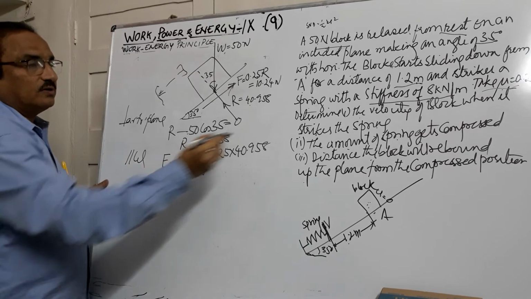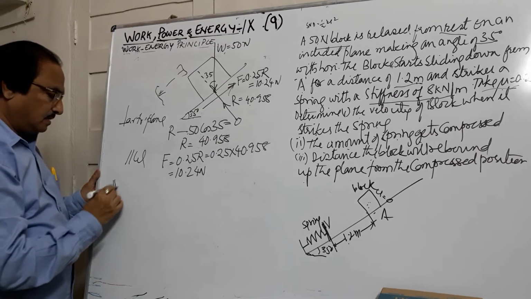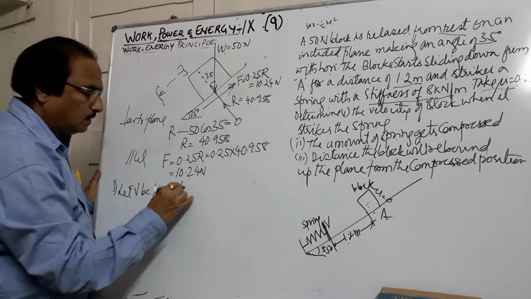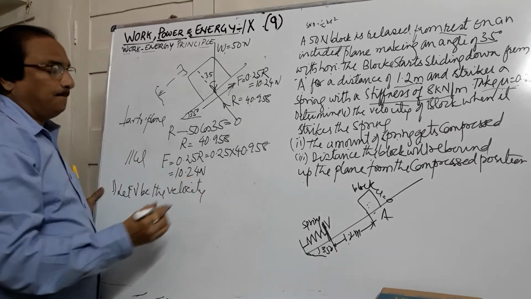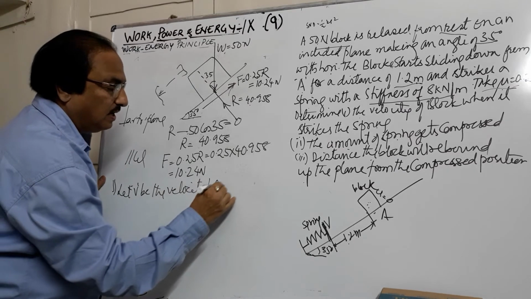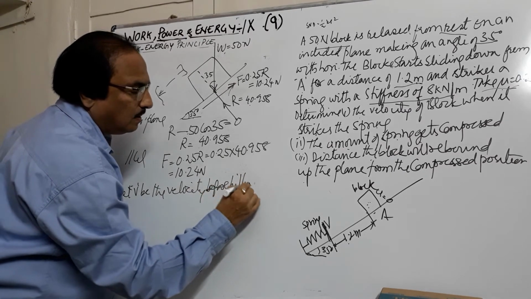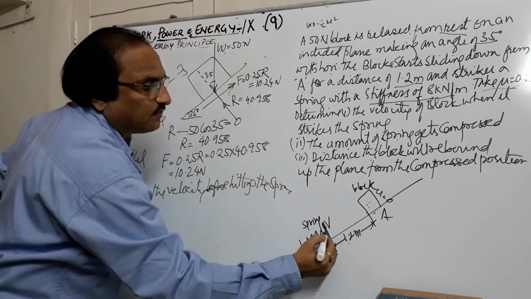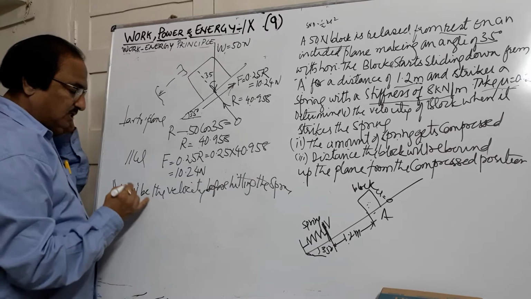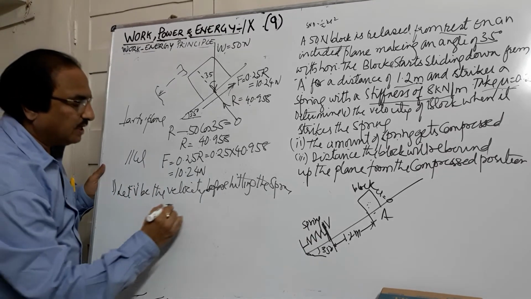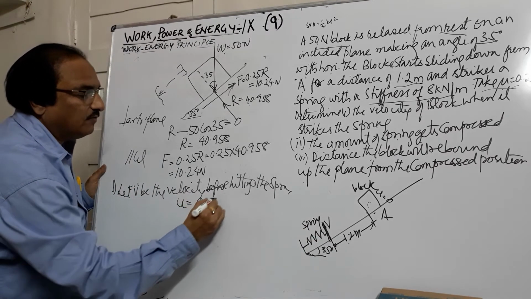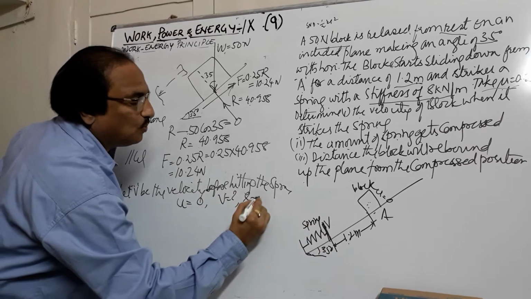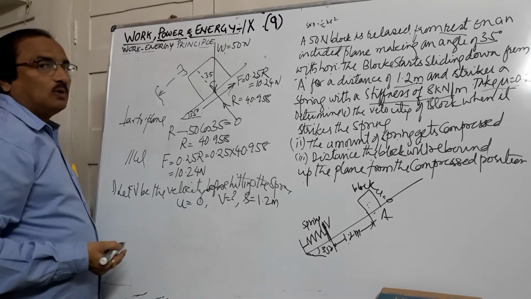Now we'll go for the first part. Let v be the velocity before hitting the spring. So it starts moving from here to here. Let v be the velocity with which it will be hitting the spring. So here initial velocity is 0, final velocity you are required to find out, and the distance it is traveling is 1.2 meters.